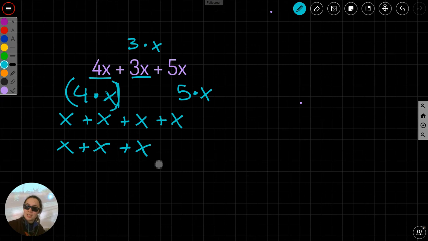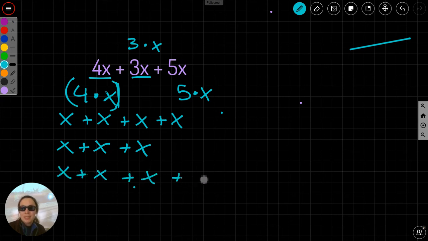2 times 4 is the same as 4 plus 4, or 2 plus 2 plus 2 plus 2. This is not exponents. Do not confuse this with exponents. Exponents is multiplying, not adding. And the 5x can be written as x plus x plus x plus x plus x. So we have a lot of x's here.